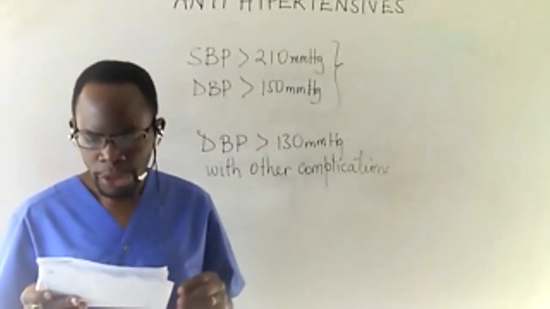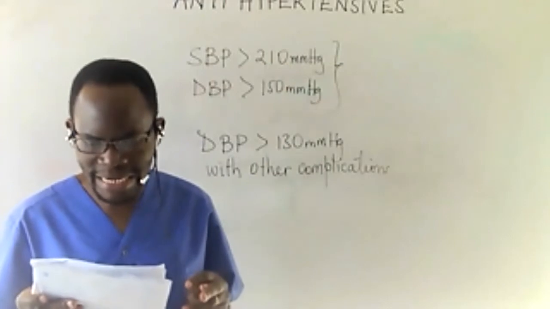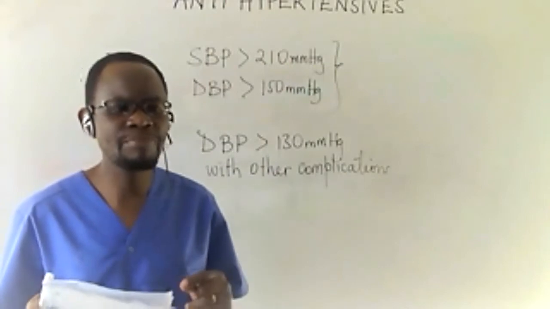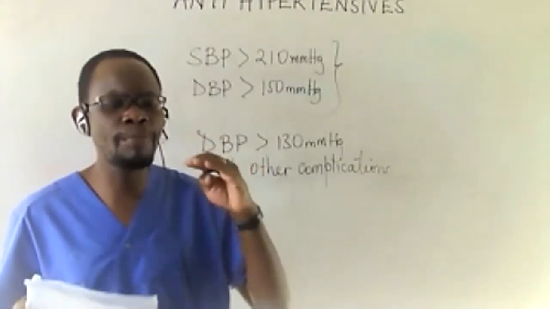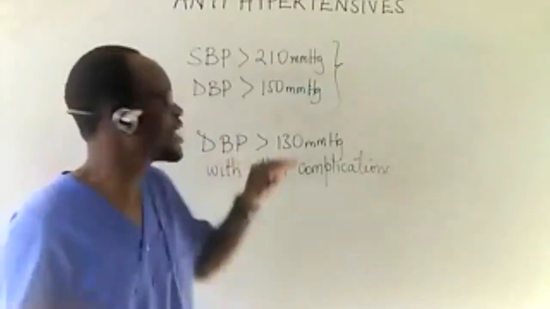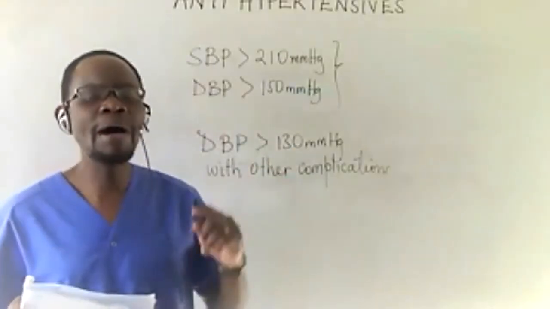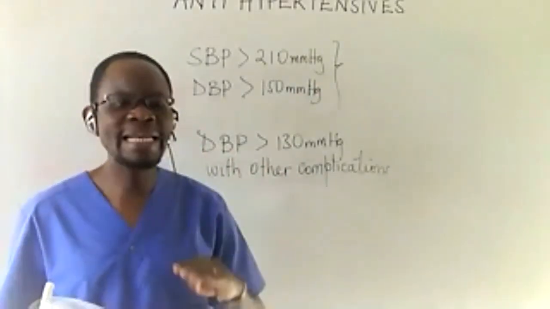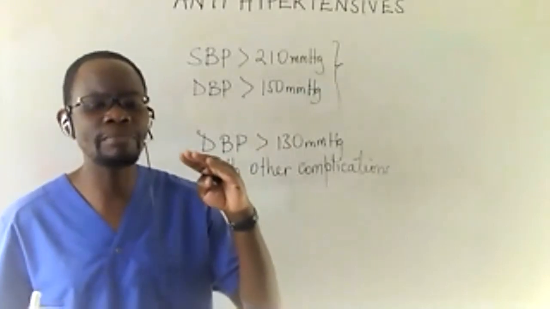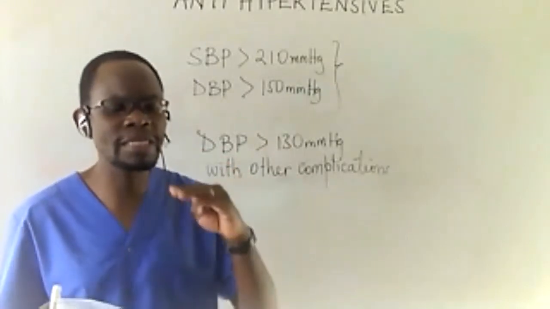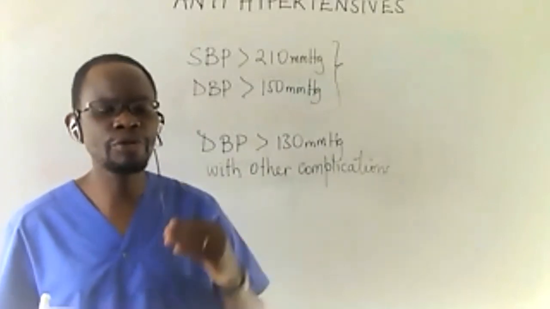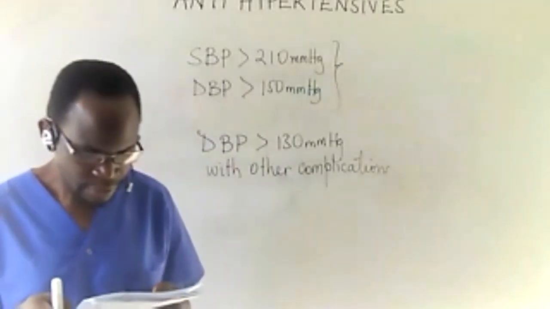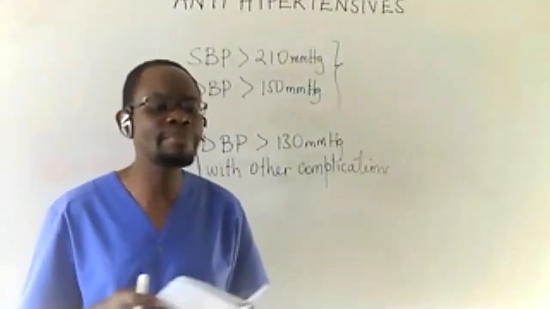We basically do not want a greater than 20% drop in blood pressure. The blood pressure should drop slowly up to a certain level. Our main aim is not to drop it to the normal. No, our main aim is to drop it by not more than 20%. And the drug of choice that we usually use is sodium nitroprusside.